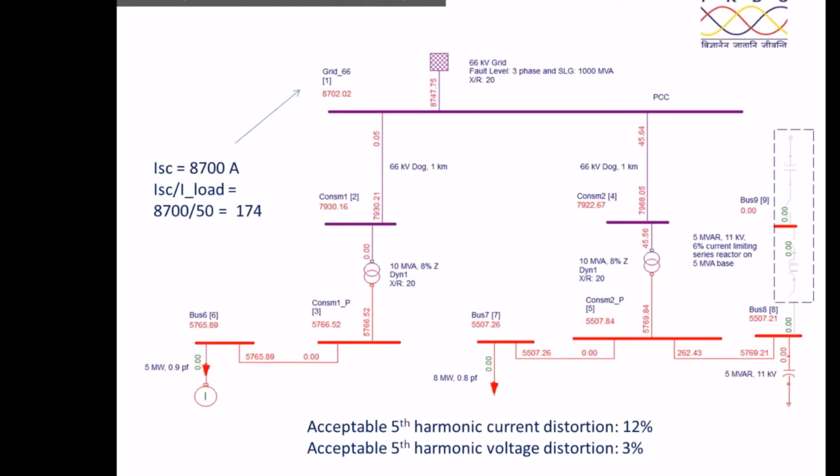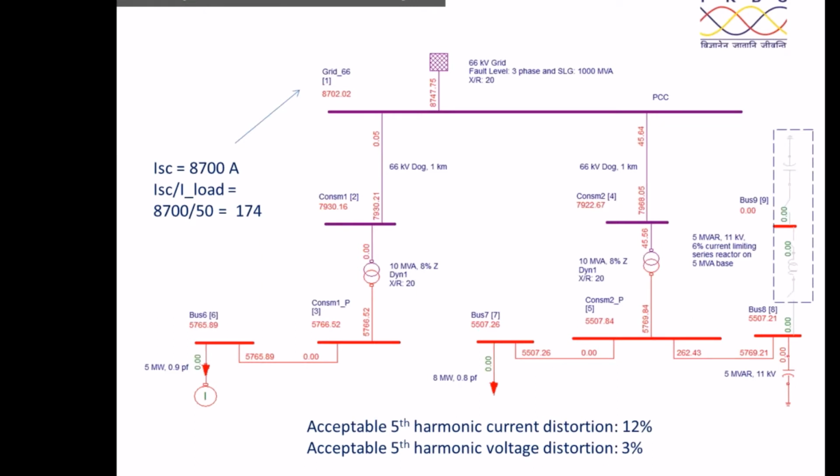Now let us see what happens. The first and foremost thing in the harmonic analysis is to draw the frequency scan. Frequency scan is going to tell you, is there any series resonance in the system or is there any parallel resonance in the system? Now let us see what will happen at bus 1 when you do the frequency scan. At bus 1, you keep on increasing the frequency.